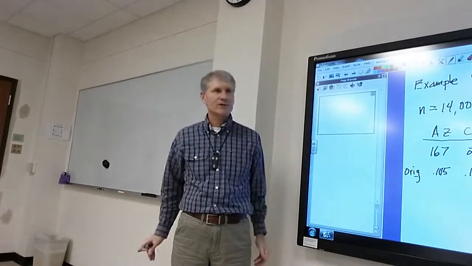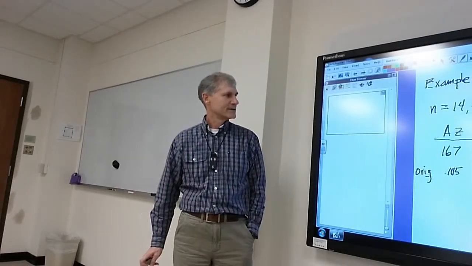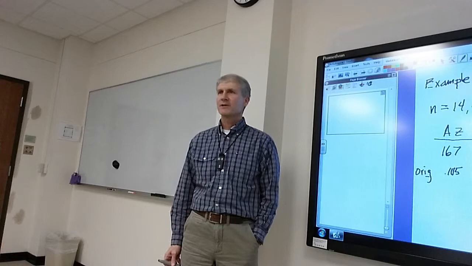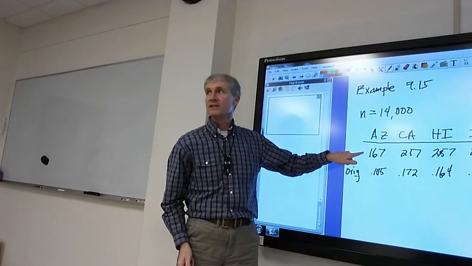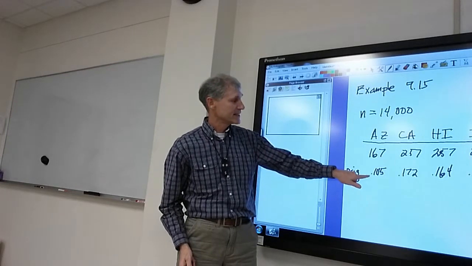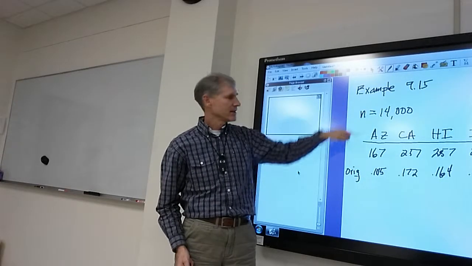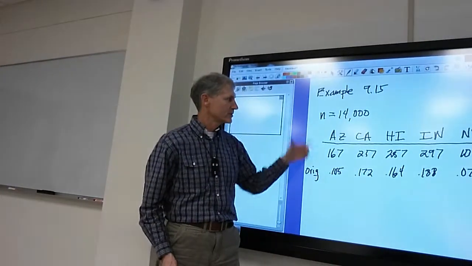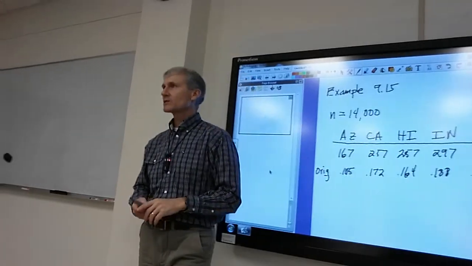I don't see expected counts on here. Well, you need to take 167 times 0.105 and 257 times 0.172. Okay, almost, but not quite right. What did he say wrong? You take the total times those ratios. Right. You said take this times 167. This is observed count. Expected would be 10.5%, 0.105 times the 14,000. Right? So you take each of these times 14,000, and this will divide the 14,000 up into the particular states, and that's what you would expect to get.